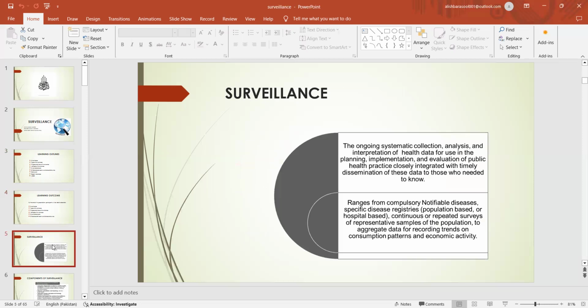What is surveillance? The ongoing systematic collection, analysis, and interpretation of health data for use in the planning, implementation, and evaluation of public health practice, closely integrated with timely dissemination of these data to those who need to know. It ranges from compulsory notifiable diseases, specific disease registries, population-based or hospital-based, to continuous or repeated surveys of representative samples of the population to aggregate data for recording trends on consumption patterns and economic activity.